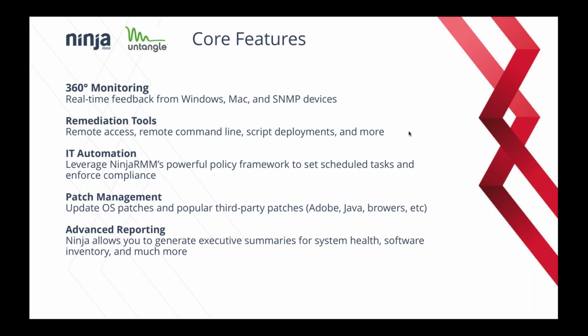We provide a lot of IT automation capabilities. Leveraging our own policy framework, we can set scheduled tasks, and we can also enforce IT compliance through these automation tools. Patch management, which I mentioned, and then advanced reporting. Advanced reporting is another really important core feature. We give you the ability to generate executive summaries for system health. You can get a list of software inventory. You can also get connection reports of who's connected from Ninja into a particular endpoint for a given day and time, and much more.